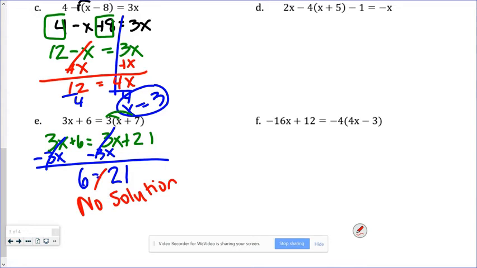Okay, then problem F. Again, we need to get rid of the parentheses first. So let's distribute the negative 4 to both terms. You got to be careful here with this negative. So negative 4 times positive 4 gives me a negative 16x. Negative 4 times a negative 3 gives me positive 12. And then this side stays the same.